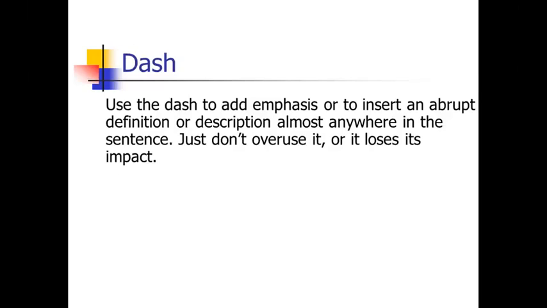I will warn you, however, that you don't want to overuse it because, as I mentioned, it's considered just a little bit less formal than the other punctuation marks. And if you overuse it, it also really loses its impact.